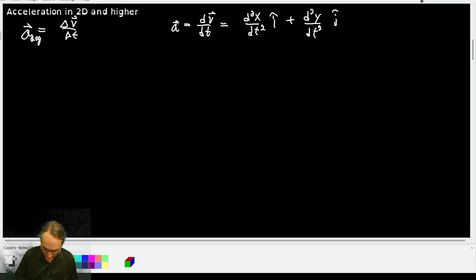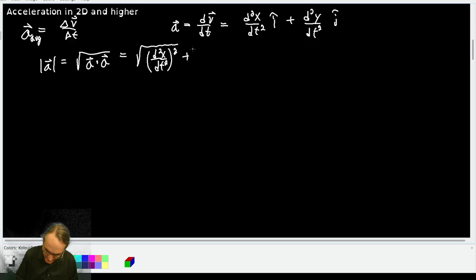I should talk about, for completeness, there is still a magnitude of the acceleration vector, and it is, again, the square root of the dot product of the acceleration vector with itself, or take the second derivative with respect to time of x, square it, take the second derivative of y with respect to time, square it, add them together, and take the square root.